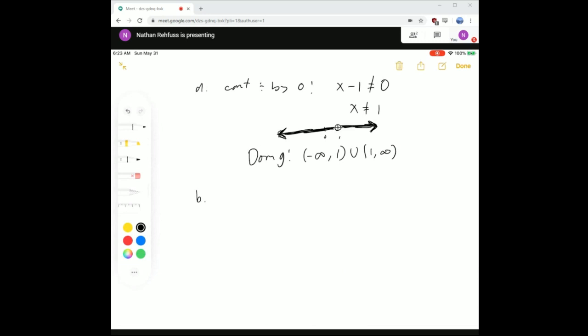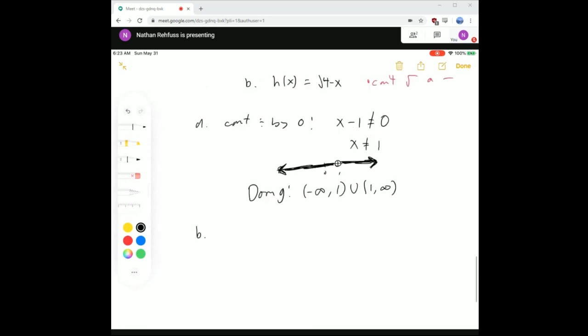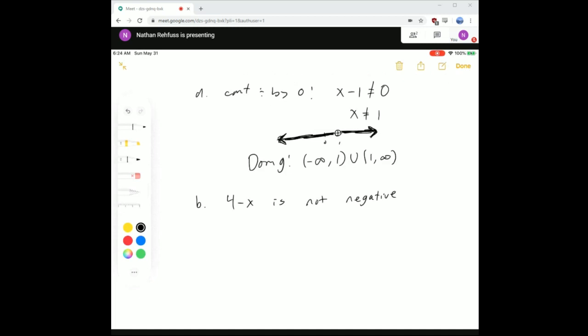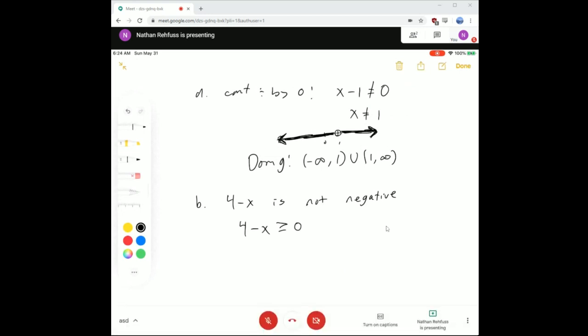Part B. H of x is the square root of 4 minus x. We cannot square root a negative. So what I know is 4 minus x is not negative. You know how I write the numbers that aren't negative? We learned about this in section 2.7. The way I write those is I say 4 minus x has to be 0 or bigger. If it's not negative, then it has to be 0 or bigger than 0.